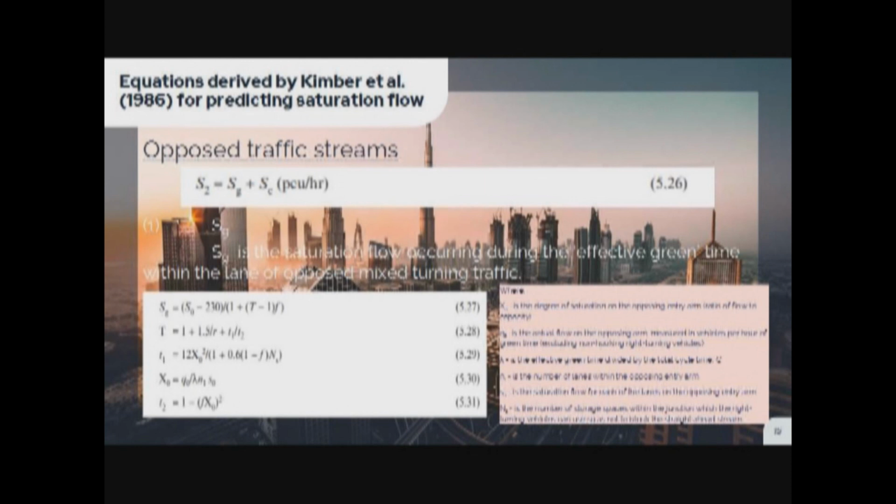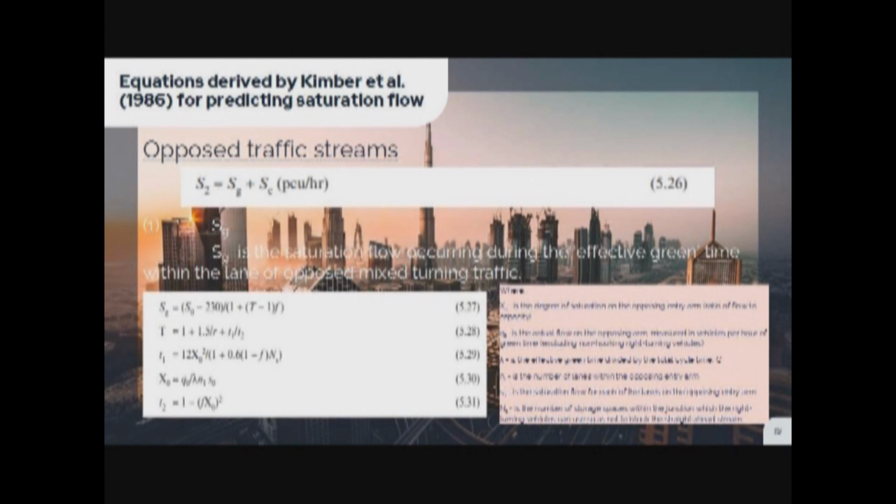So now we have the opposed traffic streams. In this instance, the saturation flow in a given lane for right-turning opposed streams is given by the equation S sub 2 is equal to S sub g plus S sub c. This will be our equation 5.26. The two components of this equation, which are S sub g and S sub c, are computed as follows.